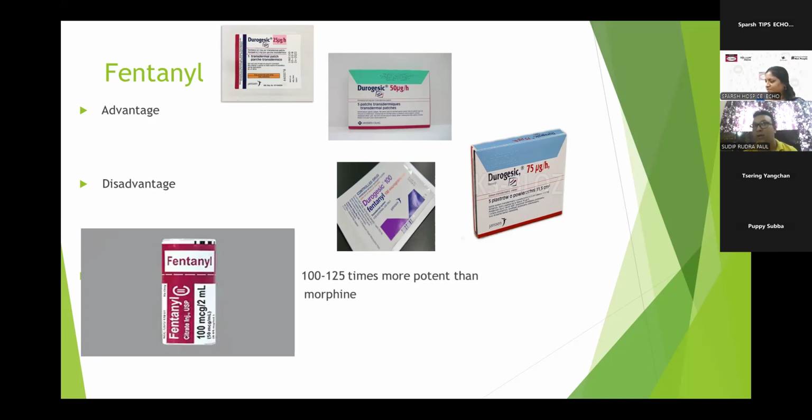But in some cases we need to use it. For example, if the patient is an older person, they cannot remember to take the medication every 4 hours. In that case, if the patient is already on a set dose of morphine, we can convert it to fentanyl and give the patch. At the same time, we have to give them good health education and information that every time they should come to the center, or go to the nearest center, to change it.